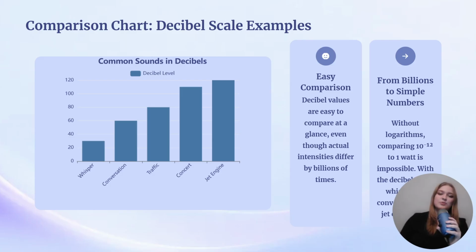It takes an enormous range of raw numbers, then compresses them into something we can understand at a glance. Without it, we'd be stuck comparing trillionths of a watt to whole watts. With it, we can say, okay, a whisper 30, conversation 60, concert 110. Simple, manageable, easy to understand.